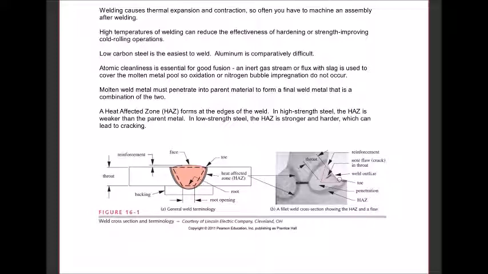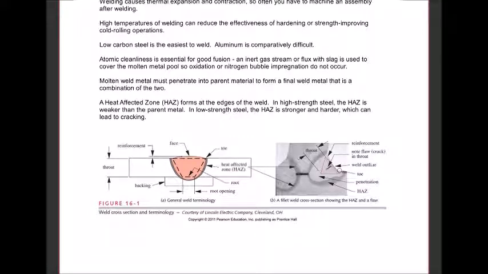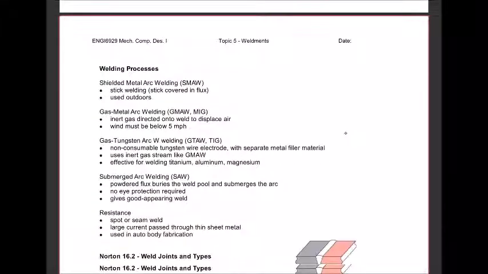For high strength steel, the heat affected zone is weaker than the material that you welded together. For low strength steel, this heat affected zone is stronger and harder, and that can lead to cracking, especially with dynamic loading. So there's some terminology here related to welds which you can take a look at your own pace.